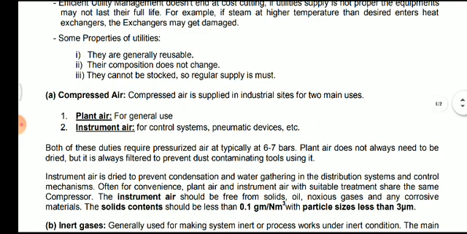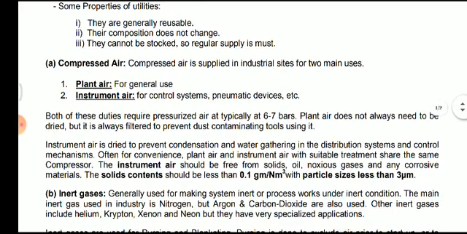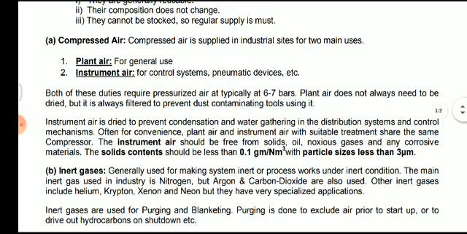Compressed air is supplied in industry for two main uses: first, plant air, and second, instrument air. The plant air is for general use, and the instrument air is for the control system, pneumatic valve devices, etc.